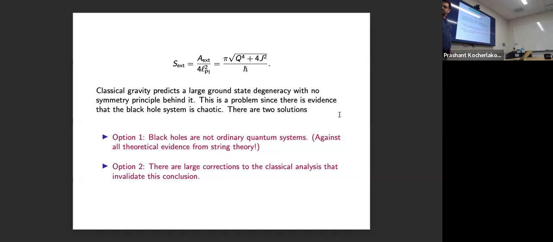Why do you think classical gravity predicts that? Because, of course, we would expect it to be corrected by quantum effects. Yeah, so that's option two. There are large corrections to the classical analysis, but they only shift the energy levels a little bit, right? In general, yes, but not in the extremal limit. That's the important point. So we will find quantum corrections that at extremality become large. That's what I meant by option two.